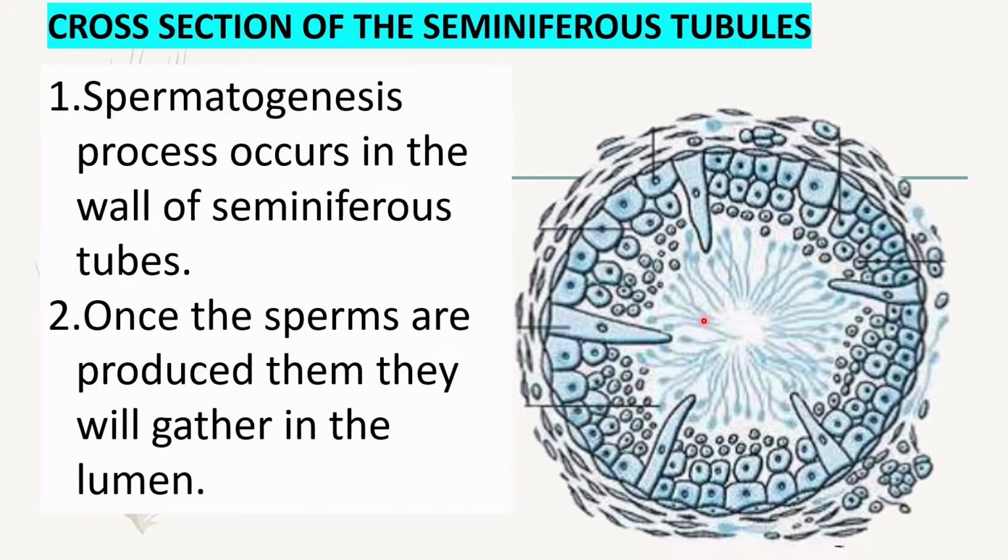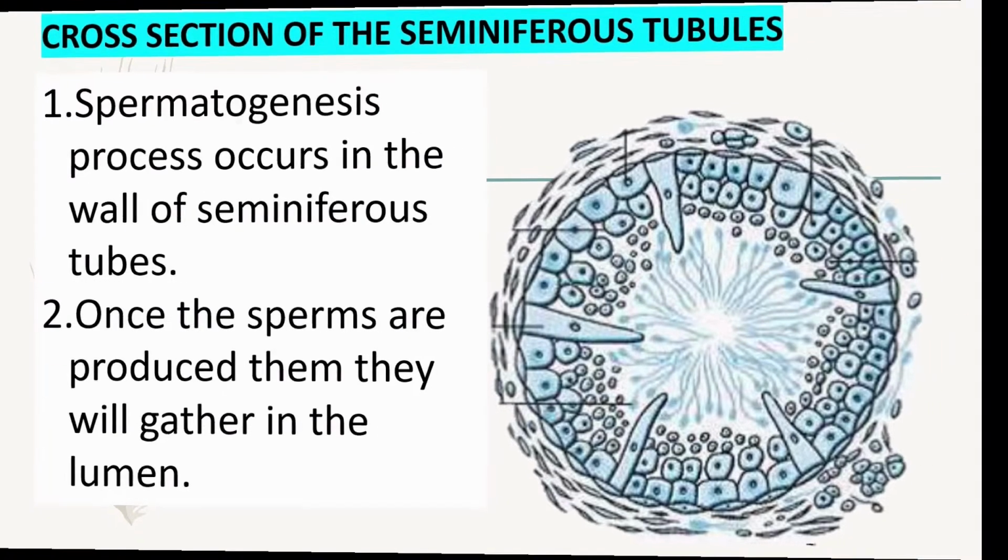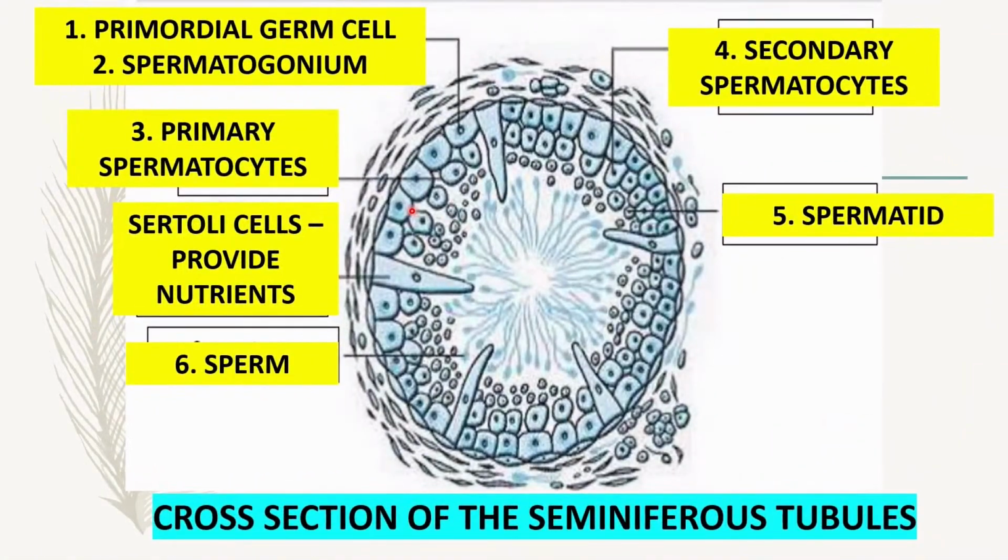Okay. So before we proceed with the process, let's go through the names first. First, we have the primordial germ cell. Then we have spermatogonium, then primary spermatocyte, secondary spermatocyte, spermatid, and lastly we have sperm at the lumen. How are we going to memorize all these names? Also, the process is assisted by the Sertoli cell, which provides the nutrients throughout the process.